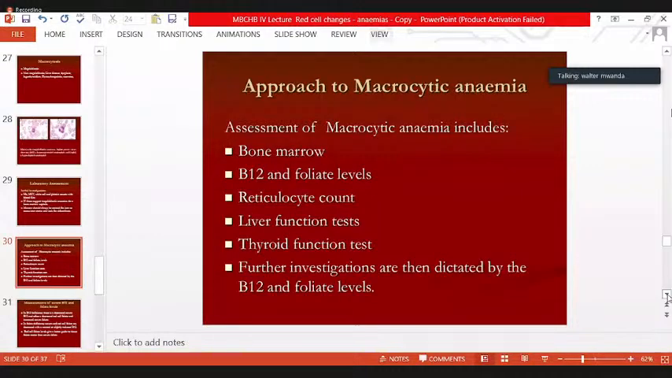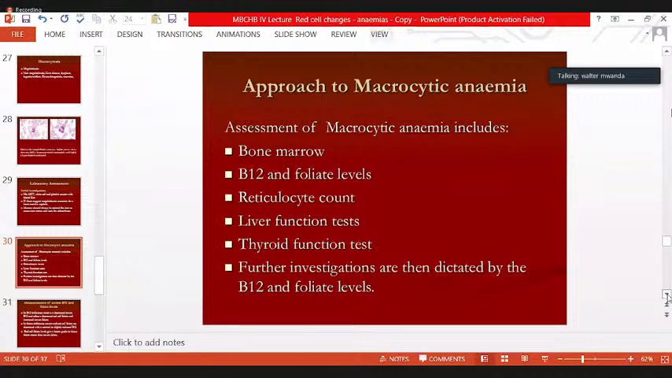In a nutshell, once we get the total blood count, hemoglobin level, red cell count, MCV, MCH, we look at the peripheral blood, we must then do bone marrow. When we get bone marrow megaloblastic, we assess the serum levels of B12 and folic acid. In tandem with that, we do reticulocyte count.